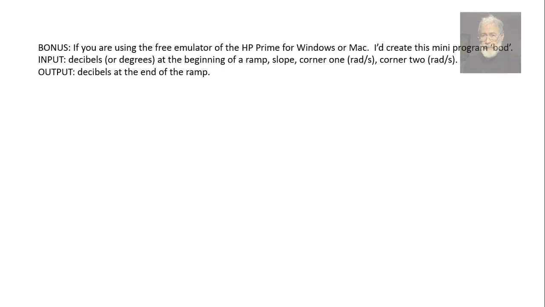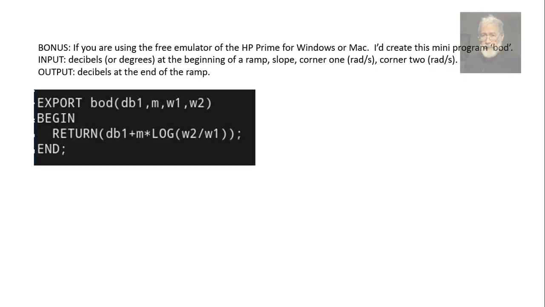Now, a bonus. If you are using the free emulator of the HP Prime for Windows or for Mac, I have created this mini program Bode that receives as input the decibels or degrees at the beginning of a ramp, the slope of a ramp, and the frequencies at both ends of the ramp. It returns the decibels at the other end of the ramp. Look, that is the way of the program.